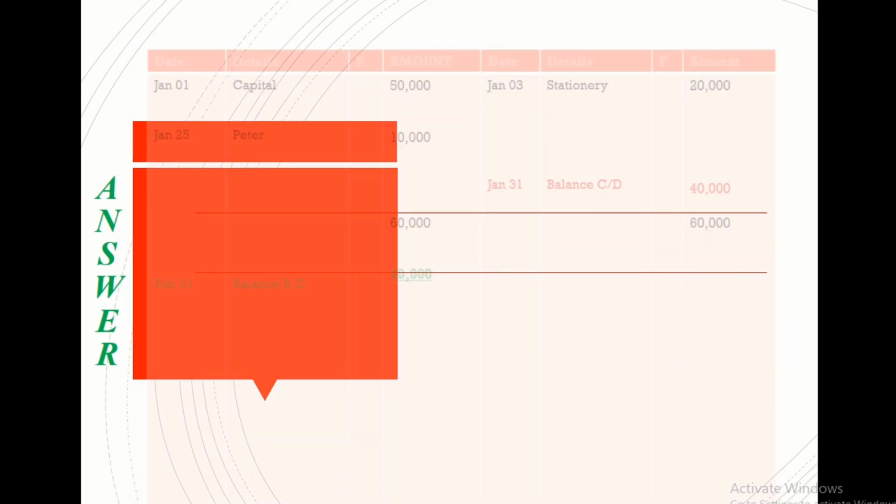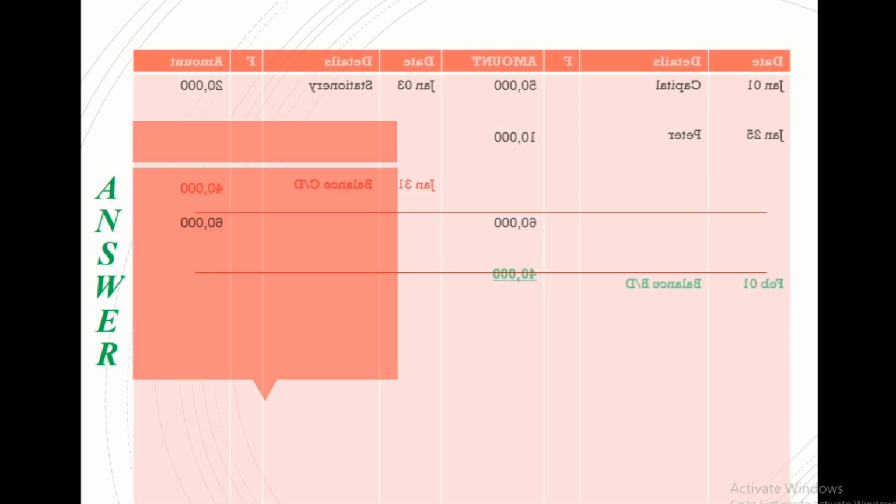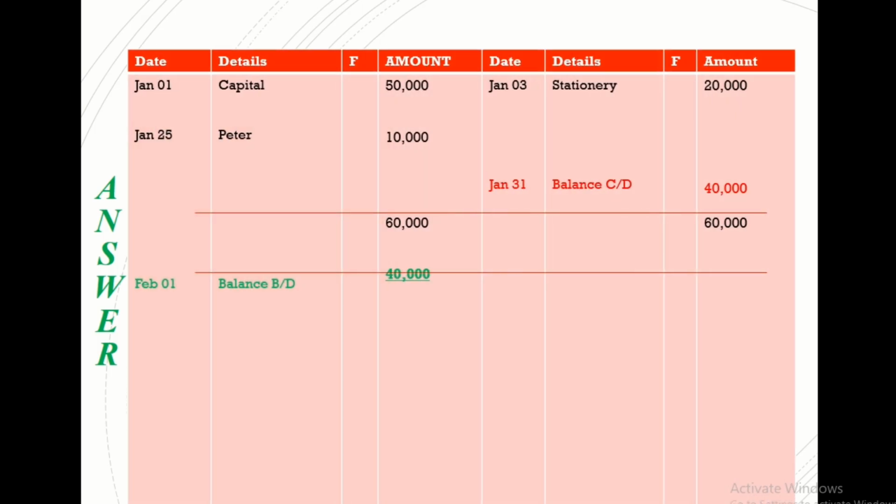Now you can see that the same format has been used. Before you go ahead with the format, you need to mention the title. If it is a business, you need to say maybe X and Y Company Limited single column cash book. For the period, also indicate it to make things clear.